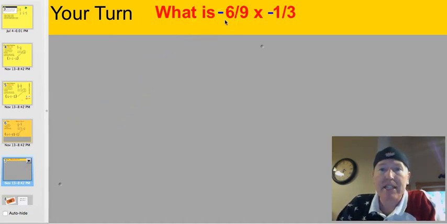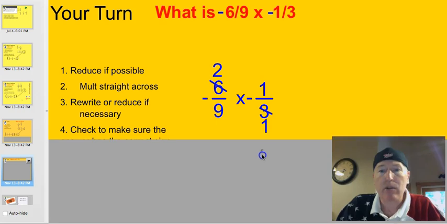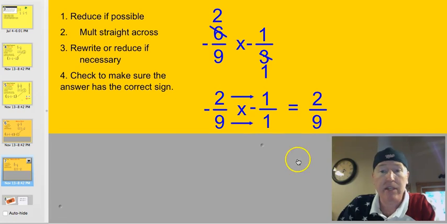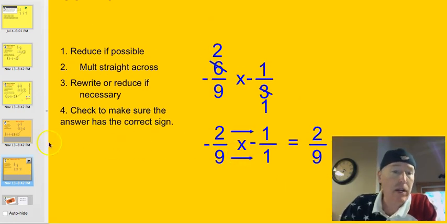What is negative 6/9 times a negative 1/3? Go ahead and give that a shot. Alrighty, let's check my work here. I set the problem up. I cross-reduced, leaving me with this new problem of negative 2/9 times 1 over 1, which is negative. That was awesome. It just turned out to be a positive 2/9 because a negative times a negative is going to give me a positive answer. And that is it. All right.